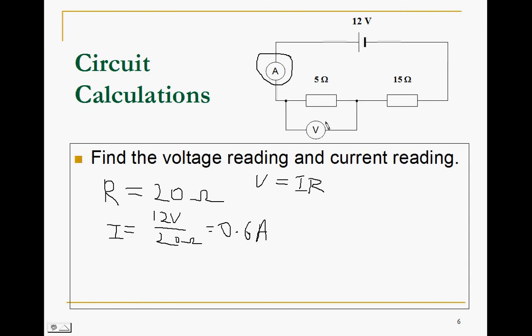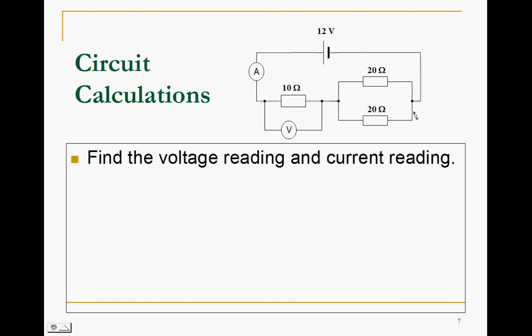Now what is the voltmeter reading? Essentially the voltmeter measures the voltage across the 5 ohm resistor. So the voltage reading will simply be current multiplied by the resistance, which is 0.6 multiplied by 5. So this will give you 3 volts. So that's the voltage reading.